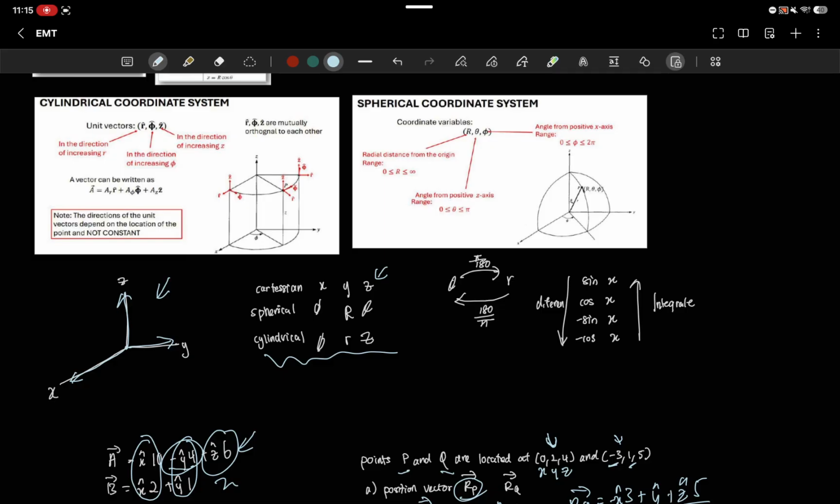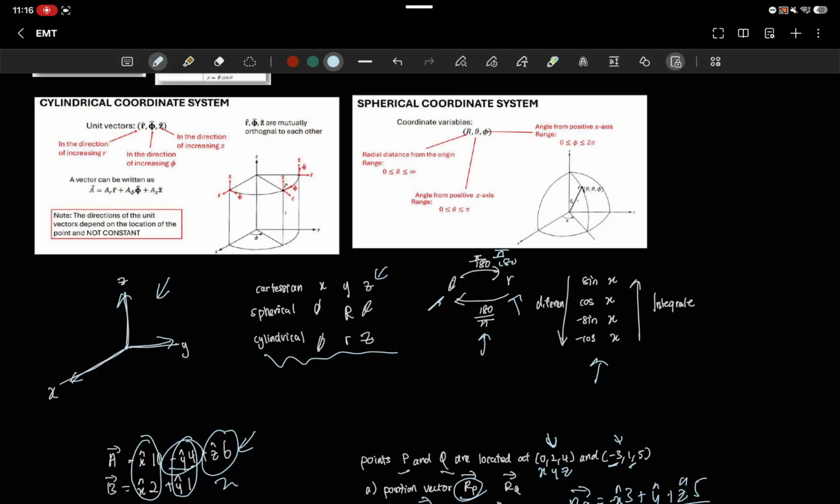Before we continue, I need you to remember these two things too. From degree to radian, we multiply by pi over 180. For radian to degree, we multiply by 180 over pi. And for differentiation and integration, for differentiation, from sine to cos, cos to negative sine, negative sine to negative cos, and negative cos to sine back. For integration, it's the other way around. These are things that you need to remember for engineering, and I need to reflect it again.